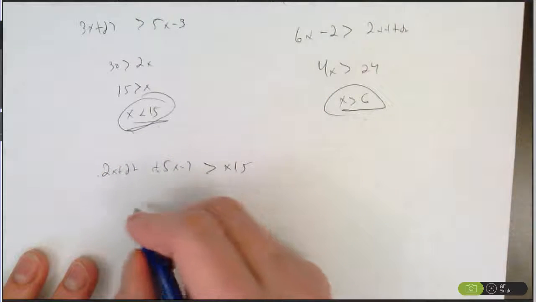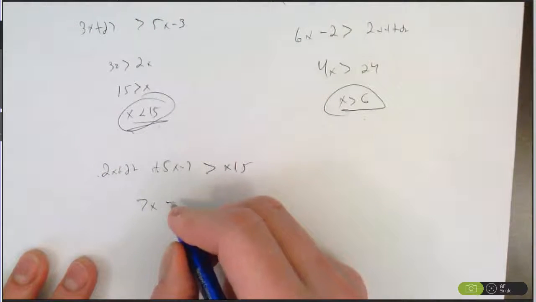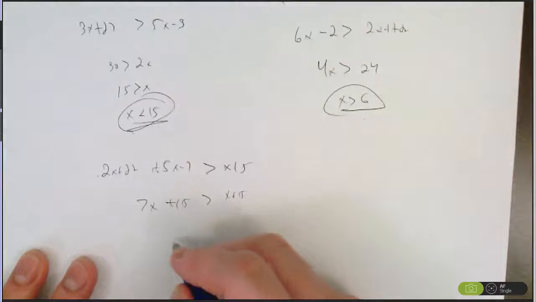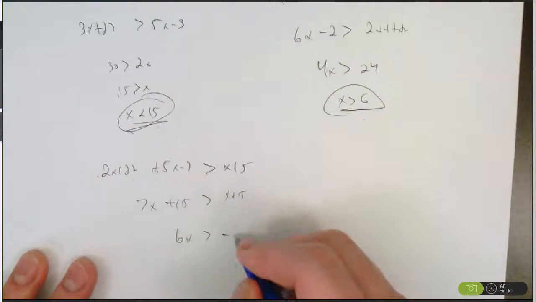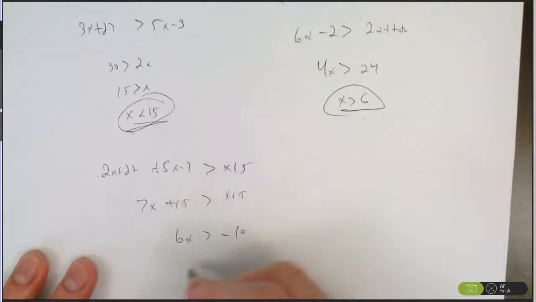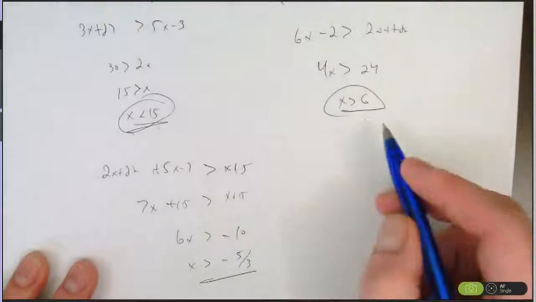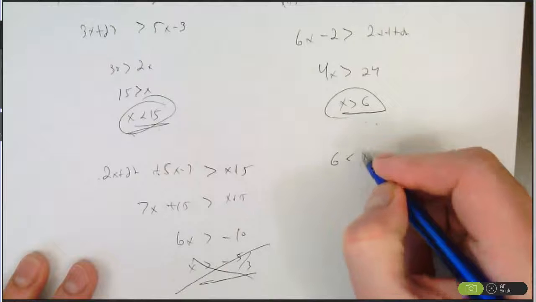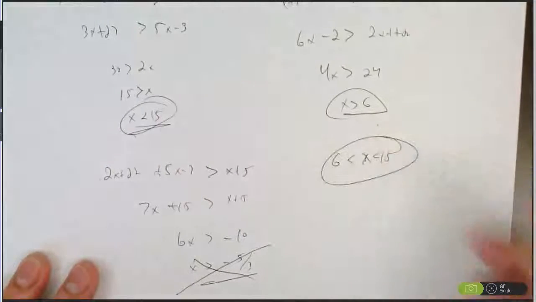Last one then: 2x and 5x is 7x, 22 minus 7 is 15, and that's greater than x plus 5. Subtract an x, subtract 15. We get 6x is greater than negative 10, so x is greater than negative 5/3. That doesn't matter because it doesn't fit within our 6. So our interval is that x is between 6 and 15.